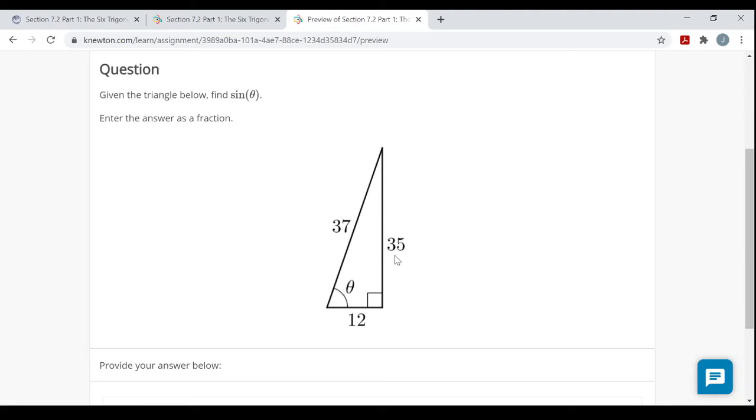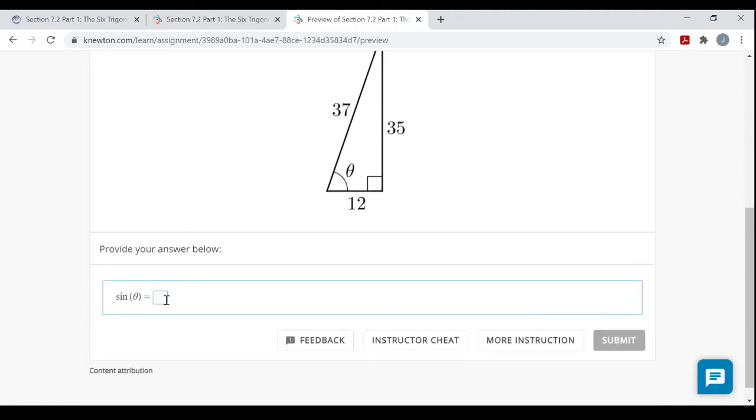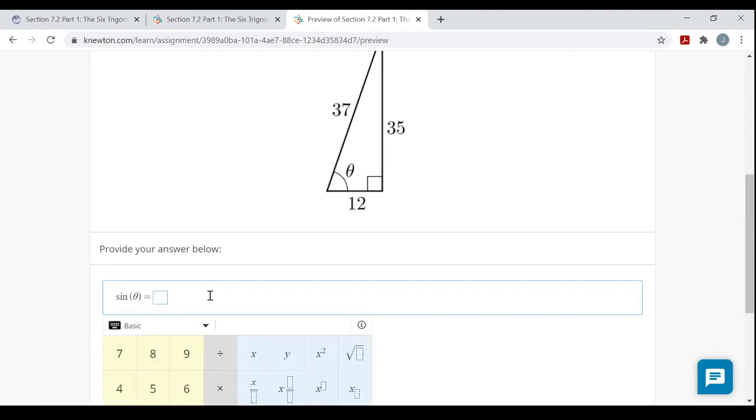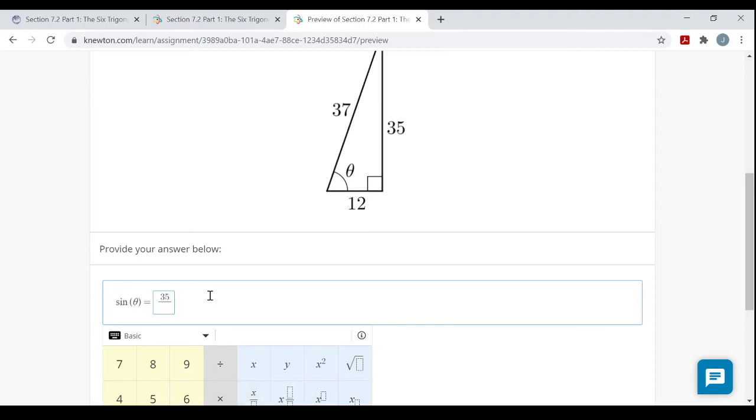So the 35 length is for the opposite side of theta, right? The 12 length is for the adjacent side to theta, and the 37 length is opposite the 90-degree angle. That 37 is the hypotenuse. Remember, the sine of an angle is the opposite length divided by the hypotenuse. So the opposite length is 35, the hypotenuse is 37. So 35 divided by 37, 35 over 37.